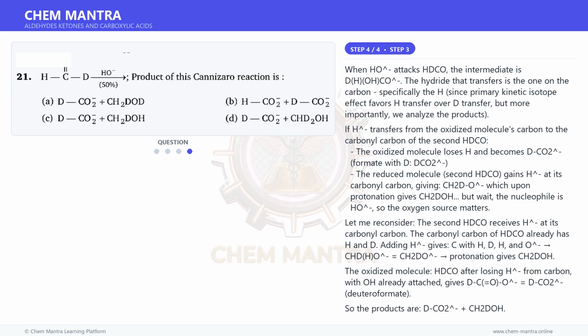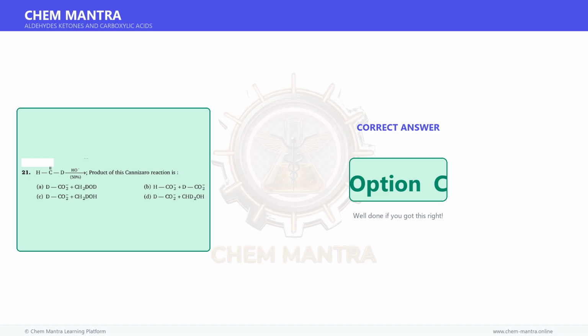The hydroxide oxygen becomes part of the carboxylate, the oxidized product, and the carbonyl oxygen of the reduced substrate becomes the alcohol oxygen. The alcohol formed is CH2DOH because H, not D-, transfers preferentially due to the kinetic isotope effect, adding H to HDCO's carbonyl carbon to give CH2D-O-. Therefore, the correct answer is option C.